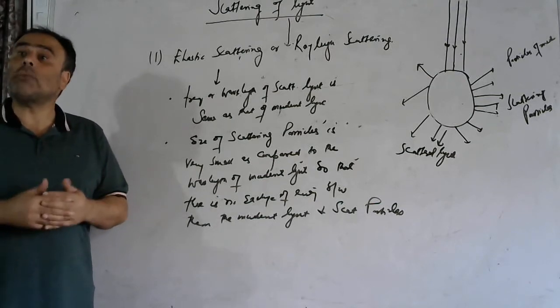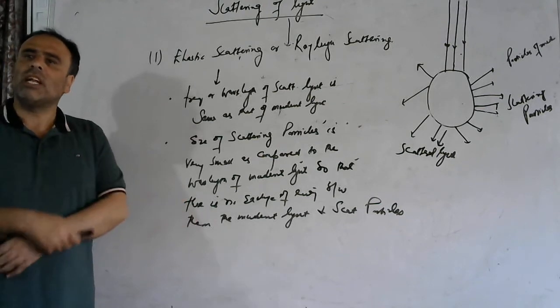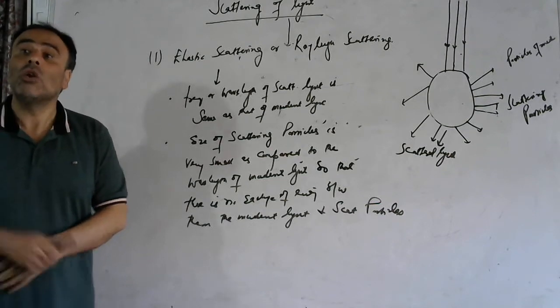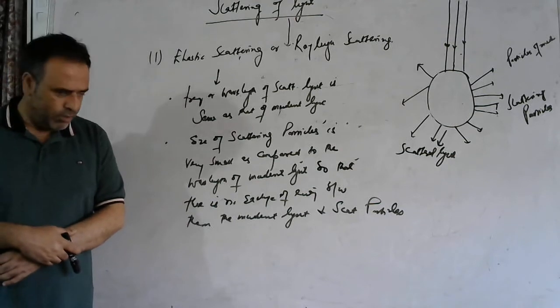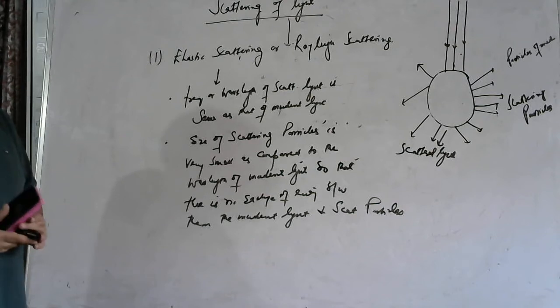तो मैंने यहां लिखा जो ये रेले स्कैटरिंग है या इलास्टिक स्कैटरिंग है ये तब होती है जब साइज ऑफ स्कैटरिंग पार्टिकल बहुत छोटा होगा एज कंपेयर टू वेवलेंथ ऑफ इंसिडेंट लाइट, so that there is no exchange of energy, no energy is transferred between the incident light and the scattering particles. This was about elastic or Rayleigh scattering.